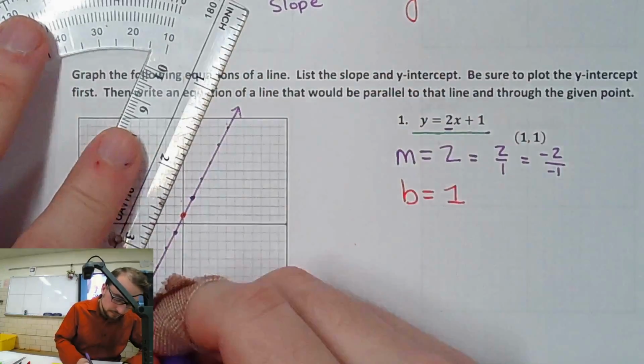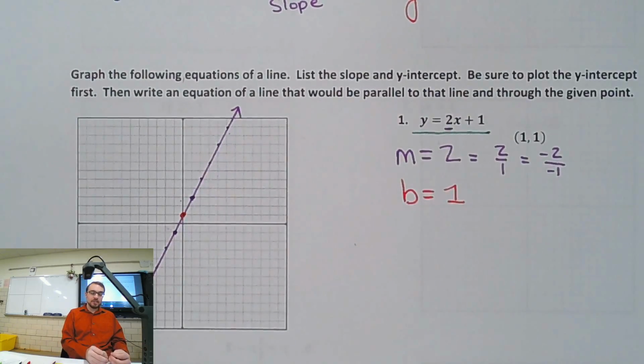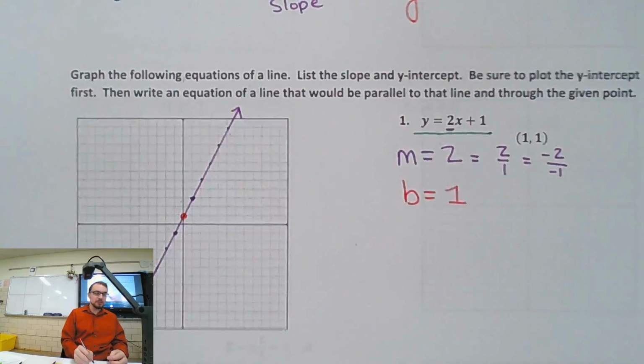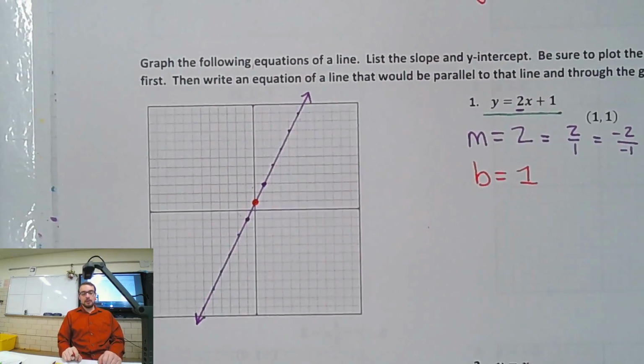Yes, you may. Say again? Our Y-intercept is at 0, 1. Yep, because the Y-intercept's at 1. That means where our line hits the Y-axis, right? Hits it at 1.